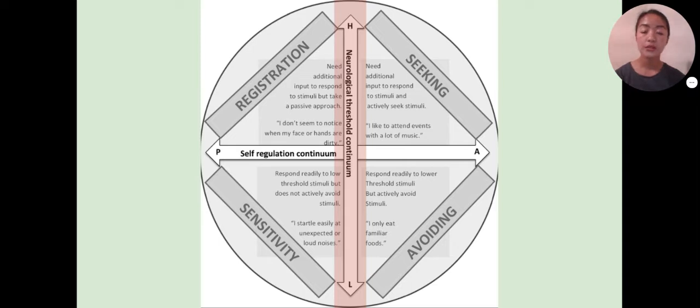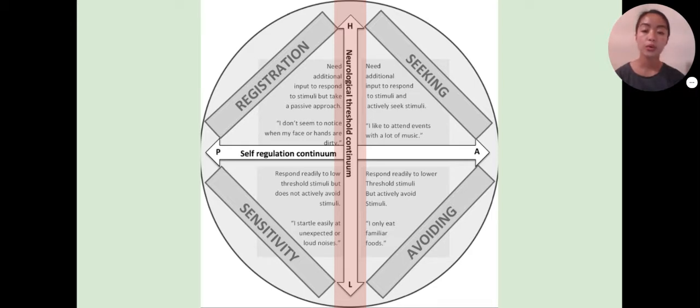We'll first talk about this vertical line, which is the continuum for neurological thresholds. Neurological thresholds indicate how intense stimuli or sensory information has to be noticed. At the top is a high threshold, meaning that a lot of intense stimuli is needed to be noticed. For example, a child with a high threshold may need a loud call and taps on the shoulder to get their attention. Those with high thresholds are also considered under-responsive because they need a lot of stimuli.